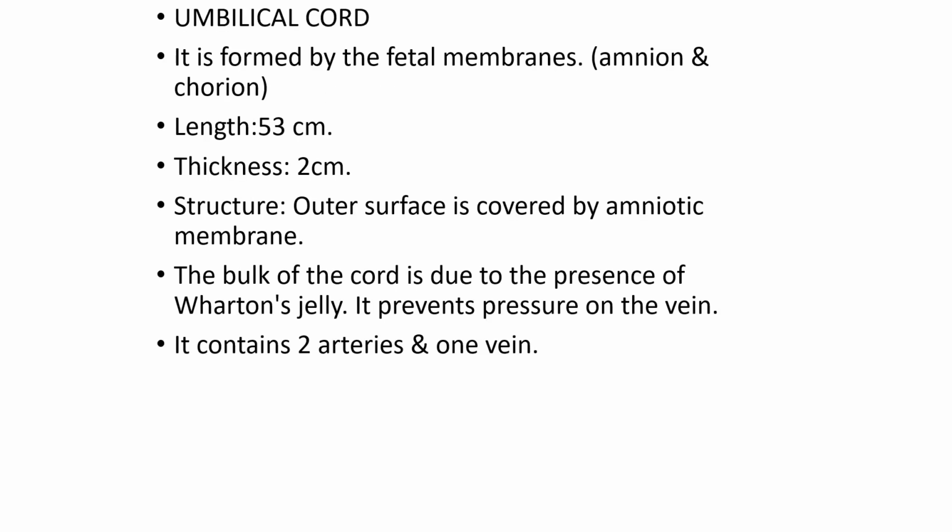Next, we can see about the umbilical cord. It is also formed by the fetal membranes, that is amnion and chorion, and the normal length of the umbilical cord is 50 to 53 centimeter. Thickness of the cord is 2 centimeter, and the outer surface is covered by the amniotic membrane, and the bulk of the cord is due to the presence of a jelly-like substance, Wharton's jelly, which prevents pressure on the umbilical arteries and vein. In the umbilical cord there will be 2 arteries and 1 vein. This is the structure of the umbilical cord.